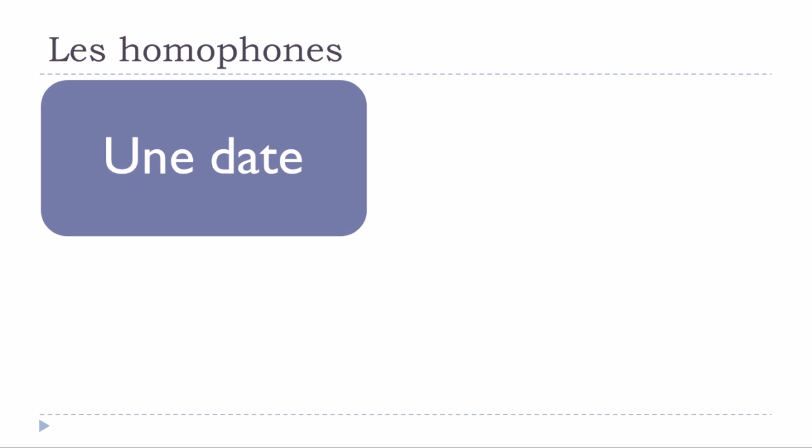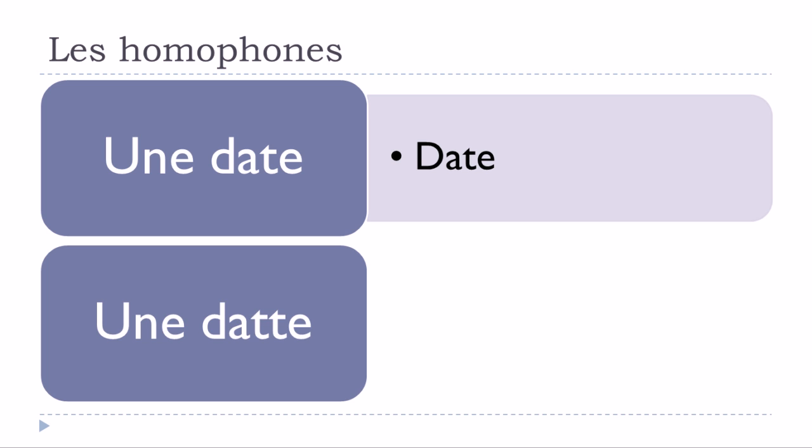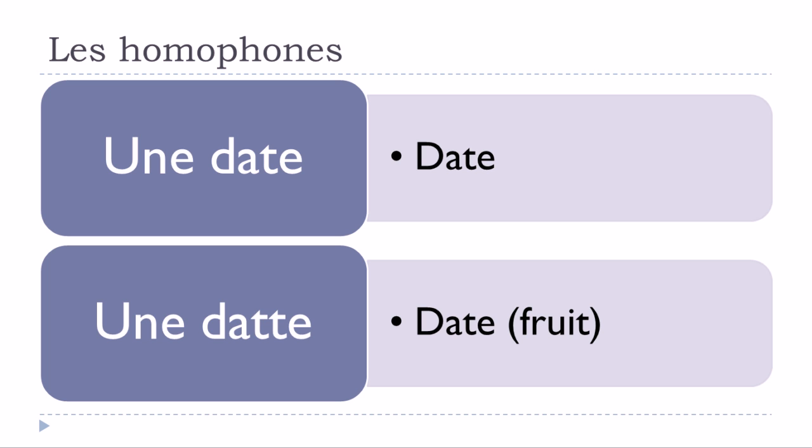Une date. It's quite interesting because in English it's written the same way. In that case we're talking about the fruit. So une date. And here, une date, for instance 31 janvier. Une date.